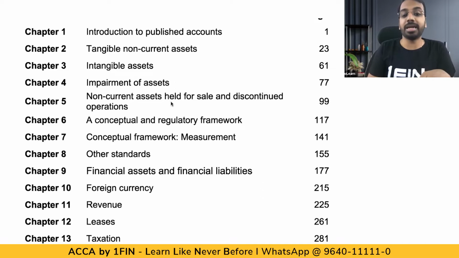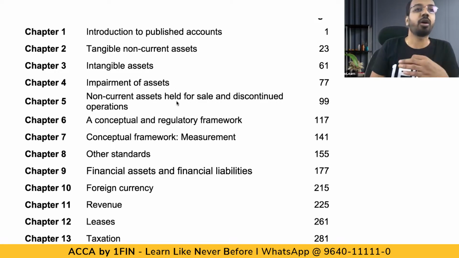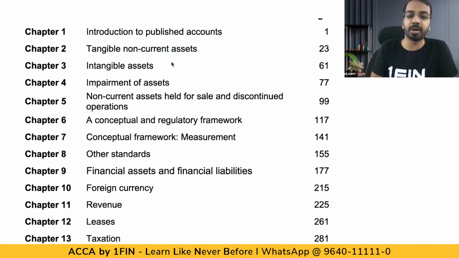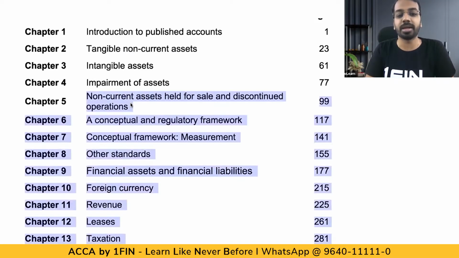Then we have non-current assets held for sale and discontinued operation. This aspect will cover if we are having a non-current asset, say, a property, plant and equipment, a plant and machinery item, a vehicle. After it has been used, if I want to sell it, if I want to keep it aside for sale, how should I do the accounting is covered in this topic.